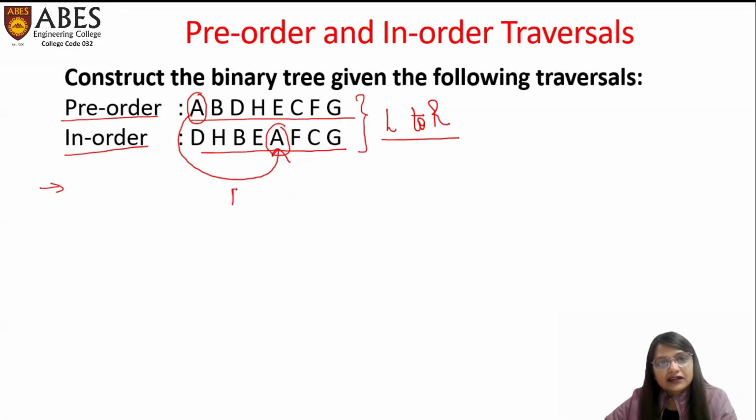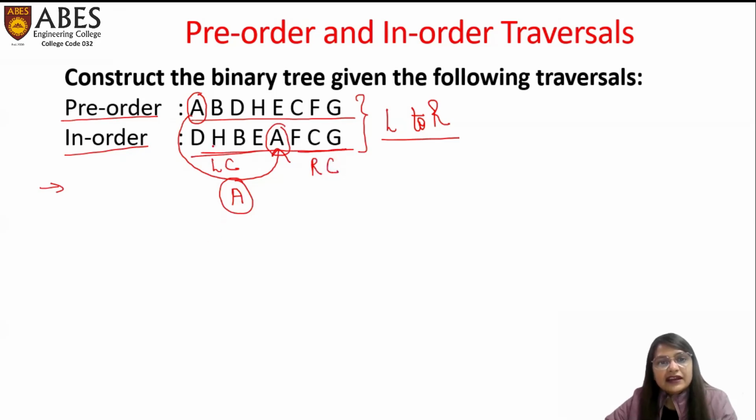So I have taken A as a node, which we will treat as the root node here, which is the very first node while we are traversing from left to right in the pre-order. Okay. Then we have to look towards the in-order and we will identify where this A is. All the predecessors of A will be considered as the left child and all the successors of A will be considered as the right child.